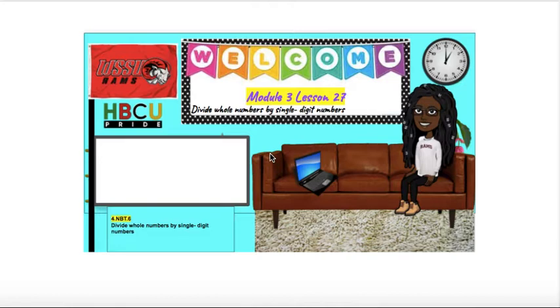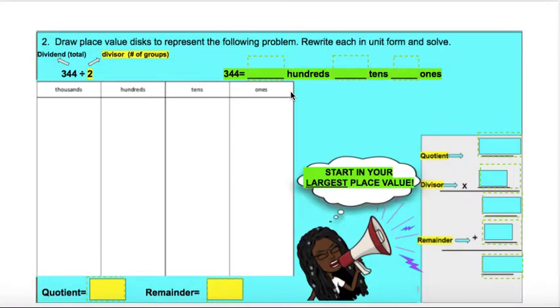In today's video, we are focusing on Module 3, Lesson 27, where we are going to move from dividing multiples of 10, like 10, 100, 6,000, to now dividing any whole number by a single digit. Let's go ahead and get started on slide 5. On slide 5, it says, draw place value discs to represent the following problem, and then we're going to rewrite each in unit form in order to solve.